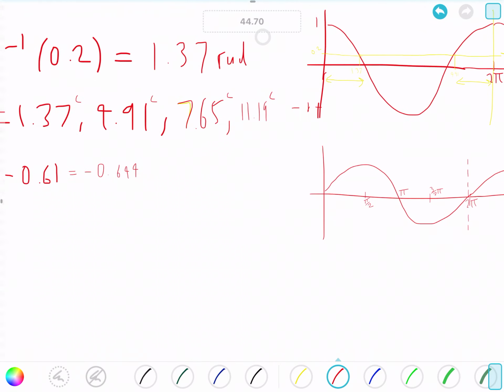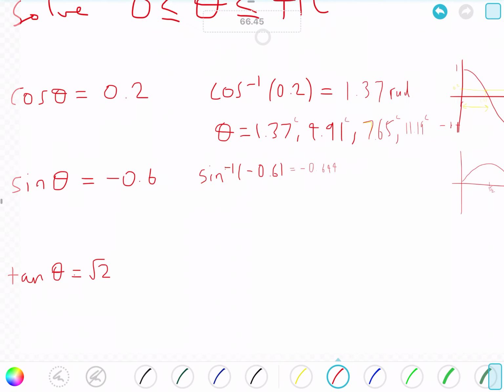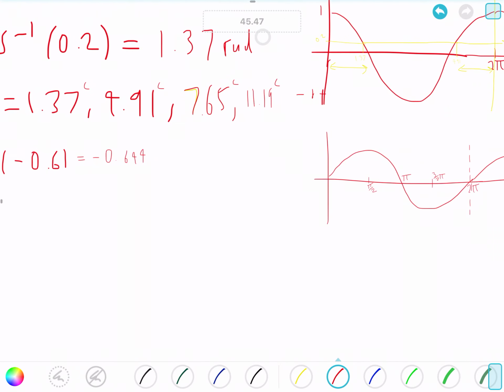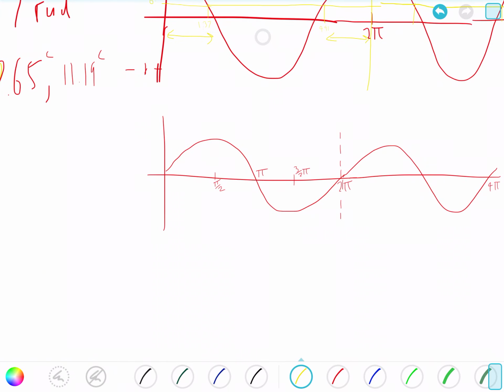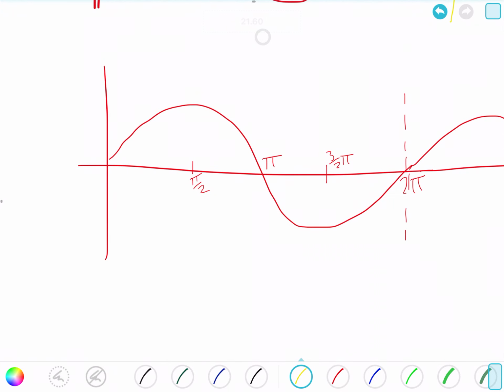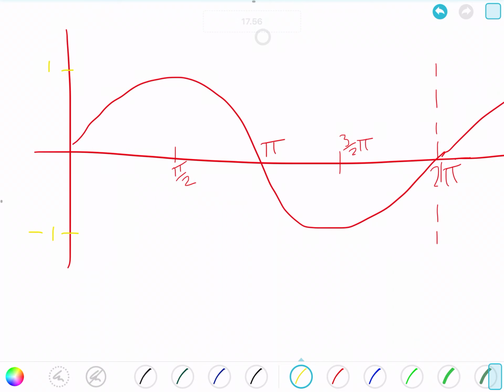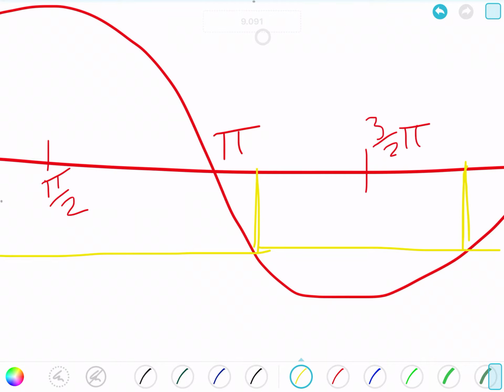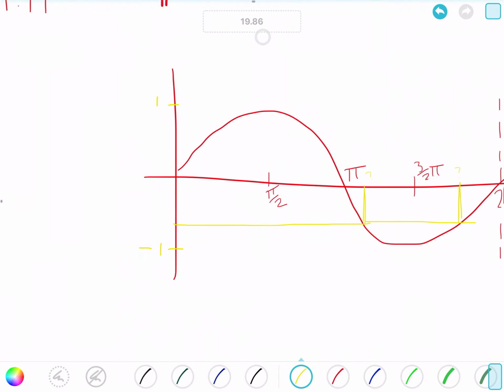Okay, so what's going on here? We've said that some angle gives us negative 0.6. So if you look along, here's negative 1. Here's 1. Negative 0.6 is about there, isn't it? So what we're really looking for is these two. These two is what we want. So what has the calculator done? Well, what the calculator's done is it's given us the closest one to 0.